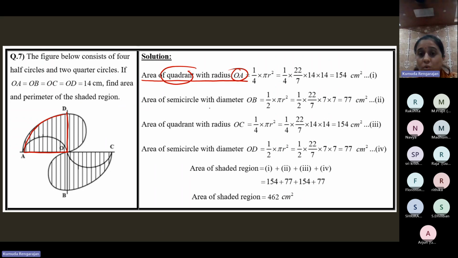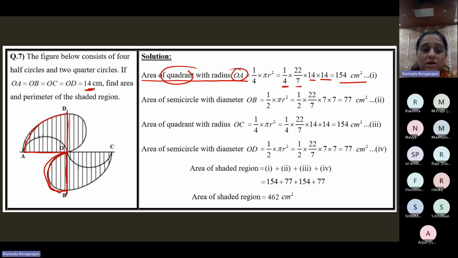So area of quadrant with radius OA. Quadrant, quarter circle. So 1 by 4 into pi r square. And what is r? OA. And what is OA? 14. So see, 1 by 4 into pi r square, 14 into 14. Similarly, area of the semicircle with OB as diameter. So see this one. Semicircle with OB as diameter.